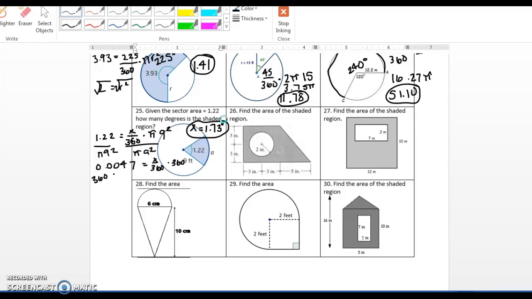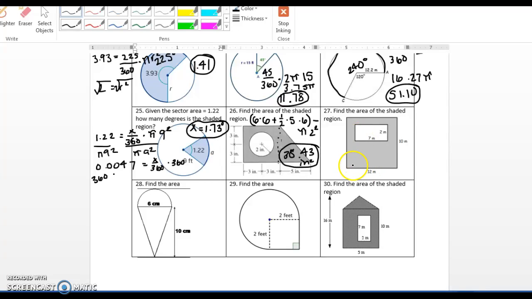Find the area of the shaded region. So this is a couple steps. First, we need to find the entire area. We've got a composite figure. So I've got a rectangle, which is 6 times 6 plus a triangle, which is 1/2 base, 5, times height, which is 6. And then after we find that, we're going to subtract the circle out of it because this is not shaded. So we're going to subtract pi r squared, pi 2 squared. Multiply that out, and you get 38.43 inches squared.